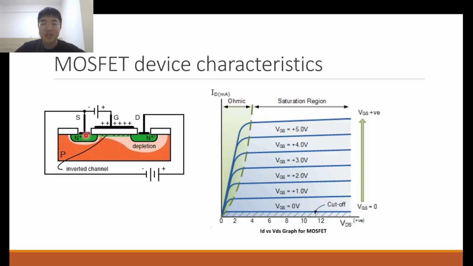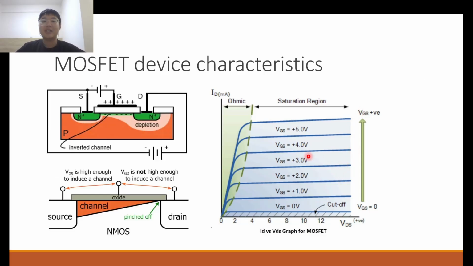Because once the channel is established, the higher your drain source voltage, the more current will flow through the drain. However, that does not occur indefinitely. Eventually, we reach a saturation region where further increases in the drain source voltage do not further increase the drain current. And what is the reason for this? This is because of channel pinch off.